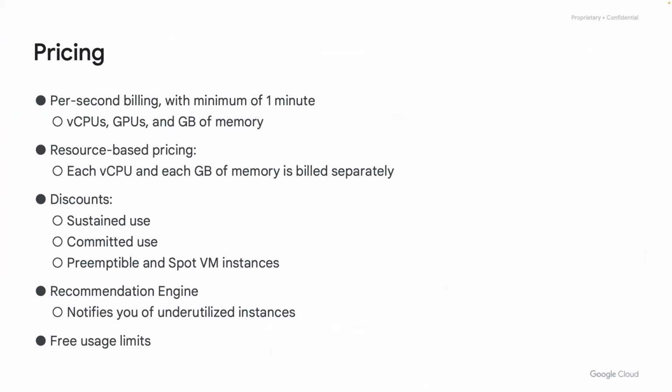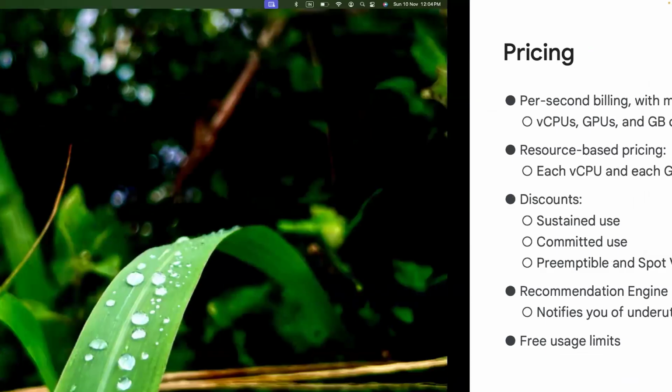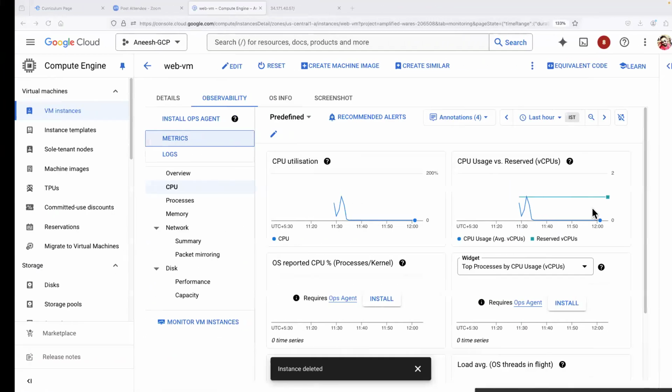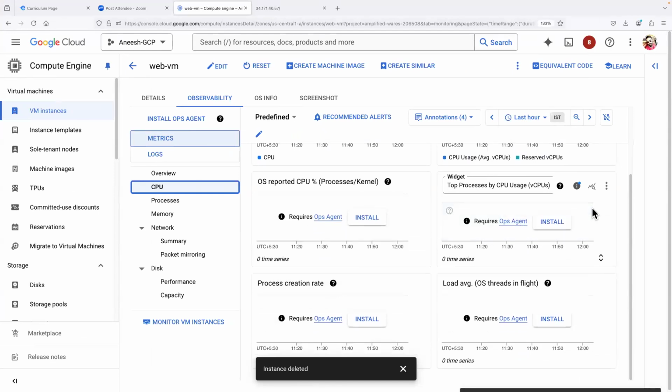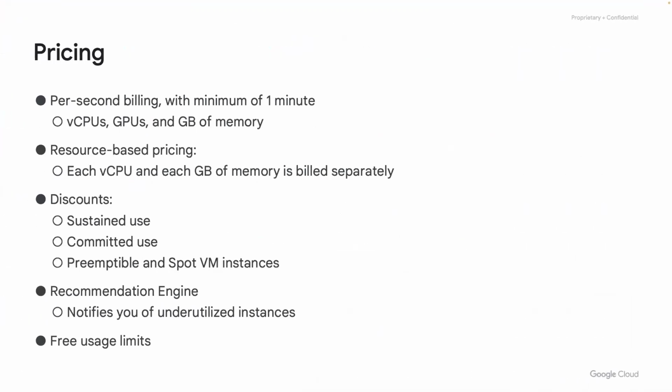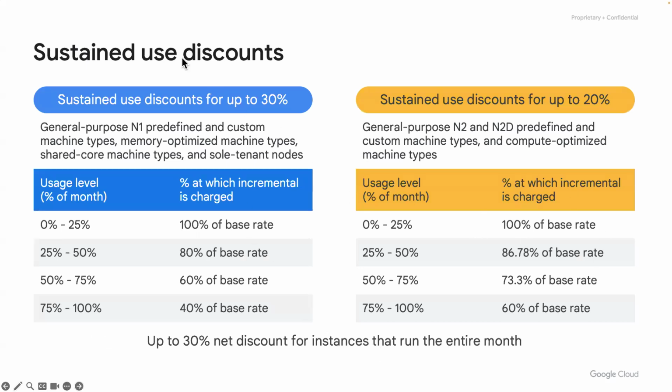You can check the reports always. You can pull out a 1 month report and reduce the size. Or if it is overutilized, it will also recommend. And some free usage limit is there up to some amount. There are some caps. For example, for IP addresses, for a few hours it will be free. After that only, it will be charged.